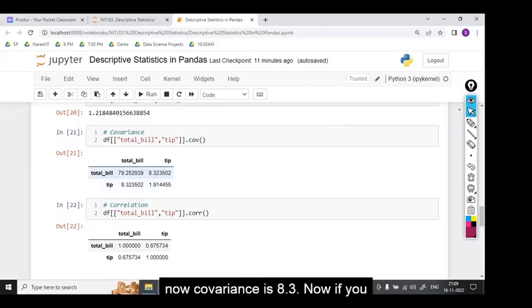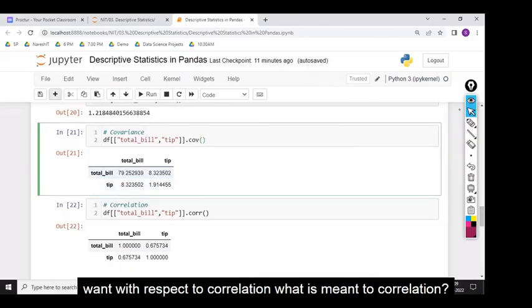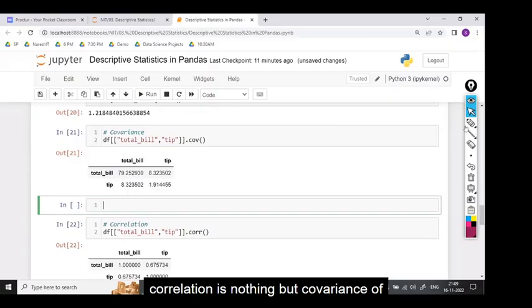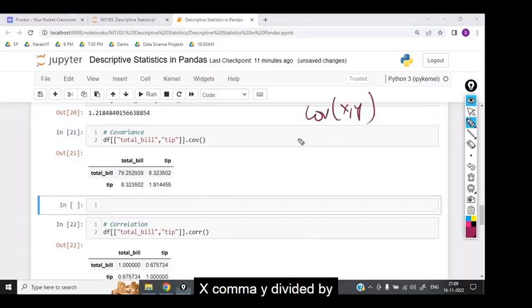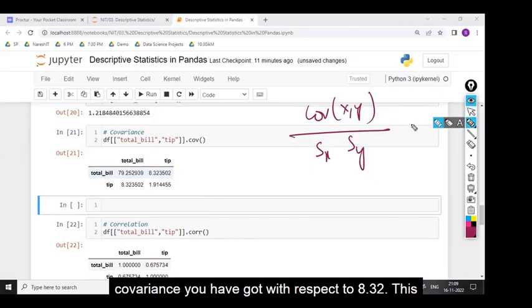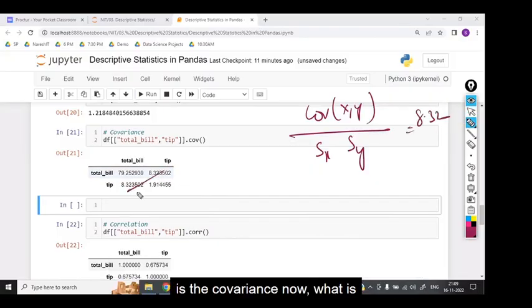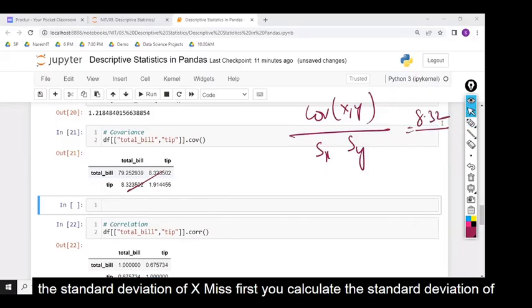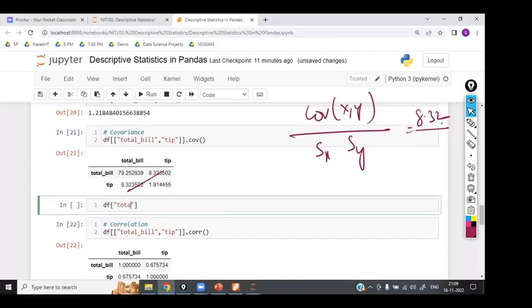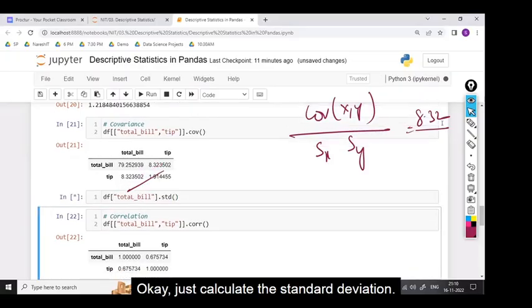So this is the covariance. Now covariance is 8.32. Now with respect to correlation, what is meant by correlation? Correlation is nothing but covariance of x comma y divided by standard deviation of x and standard deviation of y. This is the covariance. Now what is the standard deviation of x? First you calculate the standard deviation of x separately. What is the standard deviation of x? It is the total bill dot standard deviation, std. Okay, just calculate the standard deviation.